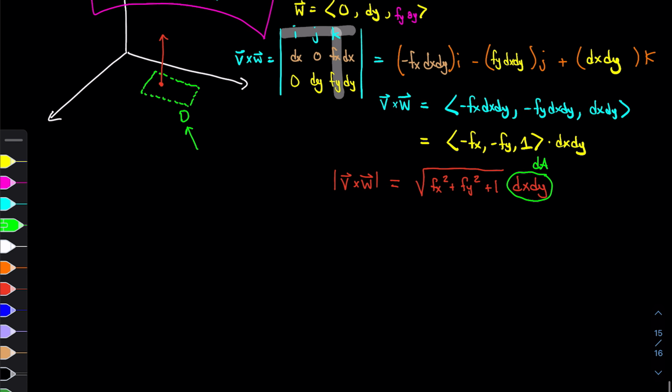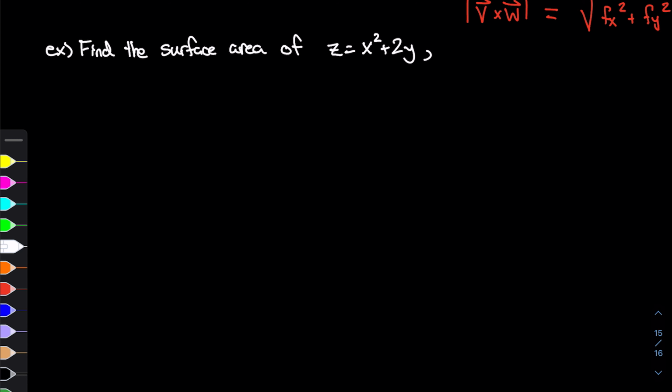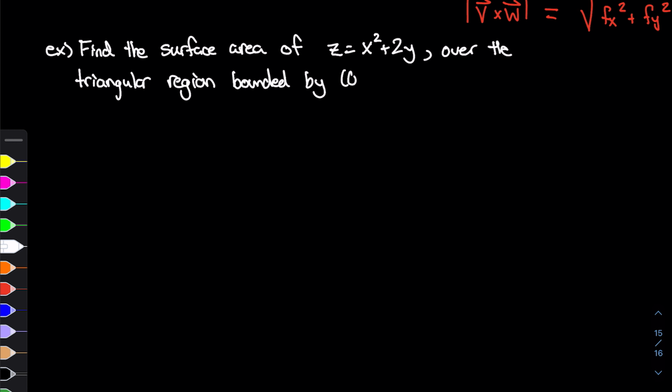Okay, so let's do an example to really drive this point home. For example, find the surface area of z equals x squared plus 2y over the triangular region bounded by, I'll just make some easy points, (0, 0), (1, 0), and (1, 1).